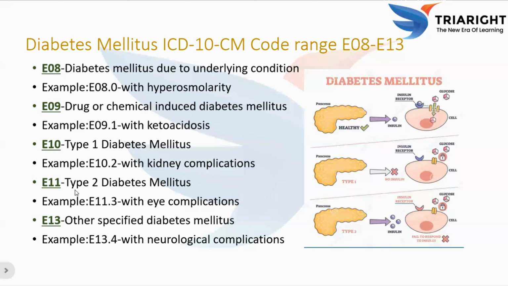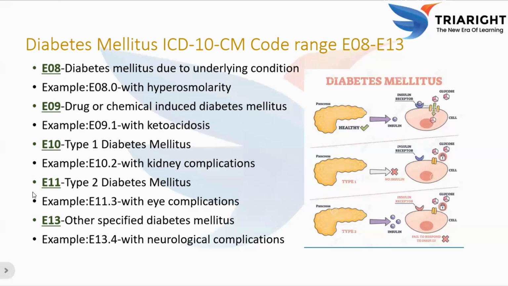So the next one, E11, type 2 diabetes mellitus. What is type 2 diabetes mellitus? When the body produces insulin, but the cells do not respond properly, resulting in insulin resistance. This condition is called diabetes type 2. This is common in adults and often relates to obesity or lifestyle factors. For example, E11.3 is type 2 diabetes with eye complications. What are examples of eye complications? Like retinopathy. Retino means eye, pathy means disease. So, disease of the eye.